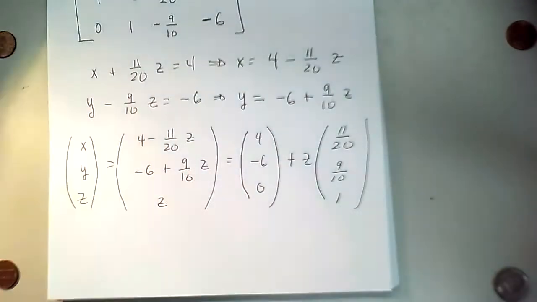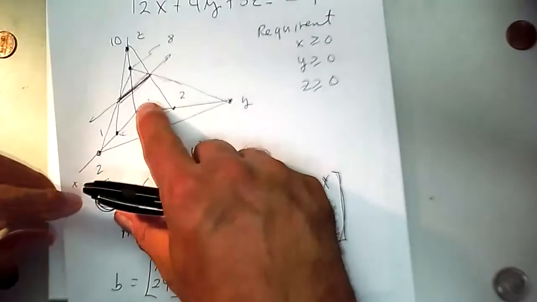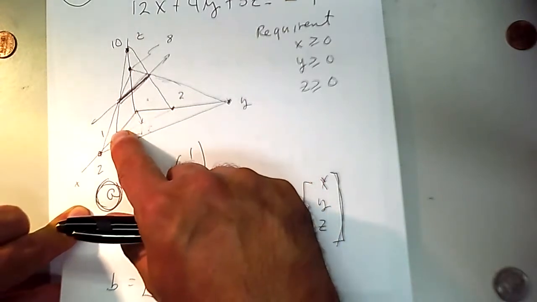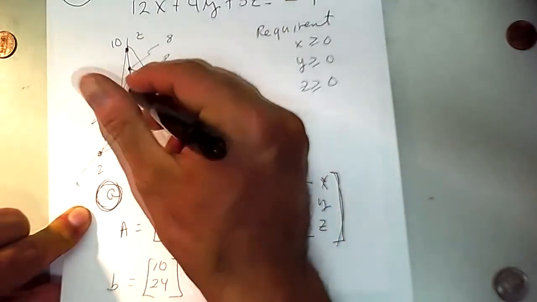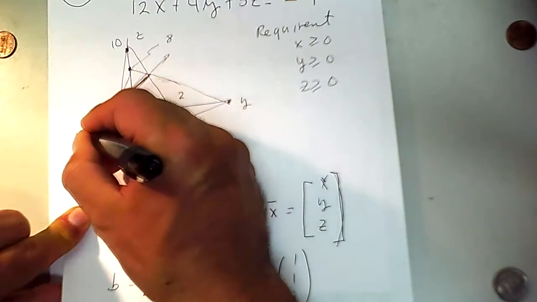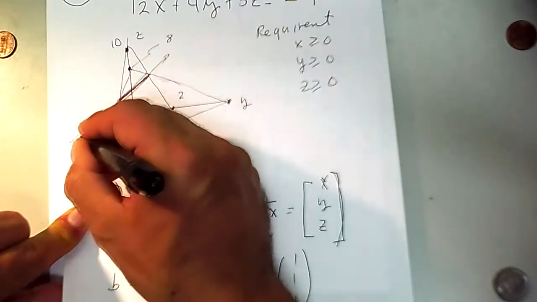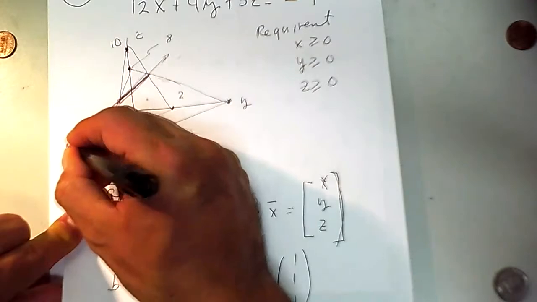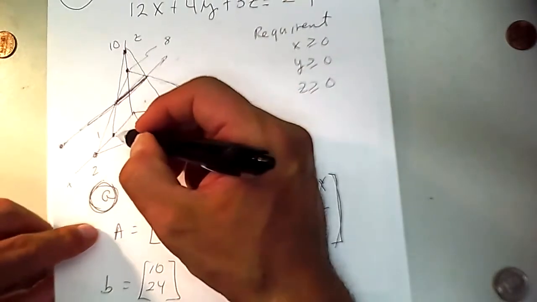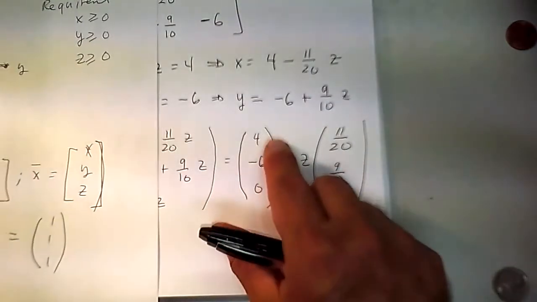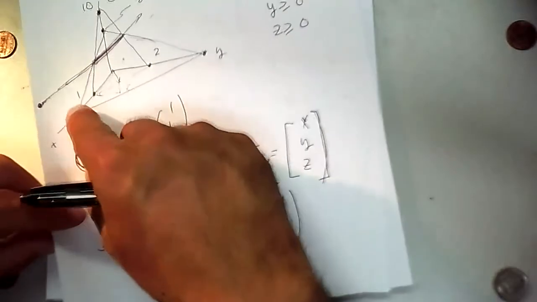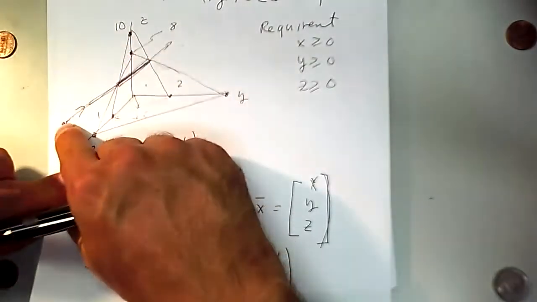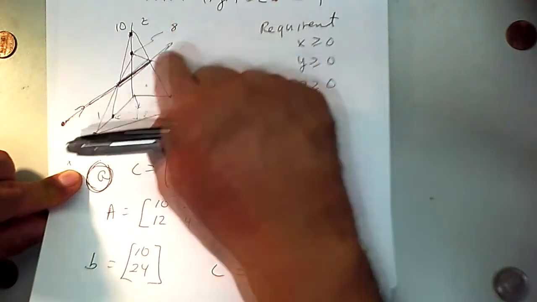In the picture, what that means is that if we go 4, negative 6, 0, think about that. If you keep going, take this line back here, eventually it's going to hit the floor here. And when it hits the floor, it will be 4, negative 6, 0. And then this is the direction vector that goes from here in this direction.